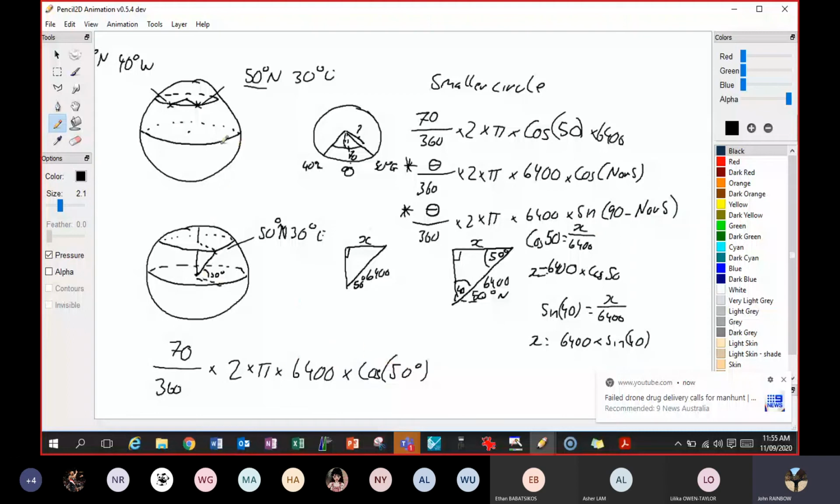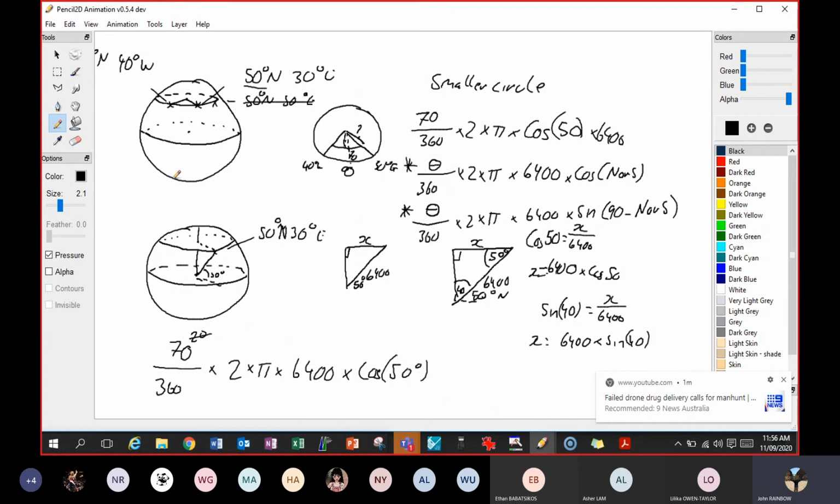Now, just take note, if we had another point over here, and if that was actually 50 degrees north and 50 degrees east, and I wanted to find the difference between this point and this point, I would need to subtract 50 from 30 because they're both easterly, so there's only 20 degrees difference. So the only difference there is instead of 70, it would be 20 over 360 times 2 times pi times 6,400 times cos 50. And that's the smaller circle.